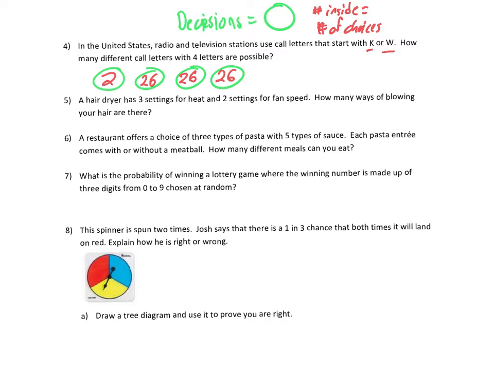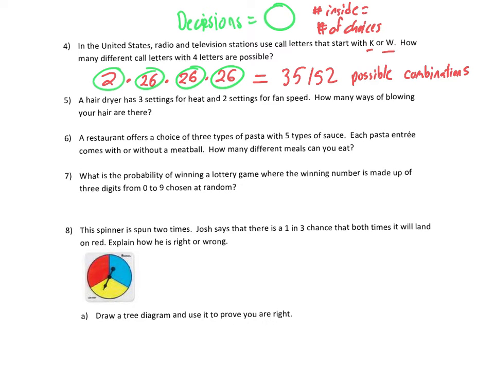And then what we do is we multiply, just like we multiplied the 2 and the 6 in the last problem to get the 12. The fundamental counting principle says if we have 2 choices for one decision and 26 for another and 26 for another and 26, we just multiply all those numbers together, and that will give us our total possibilities, which is 35,152 possible combinations. Okay, a hairdryer has 3 settings for heat, 2 settings for fan speed.